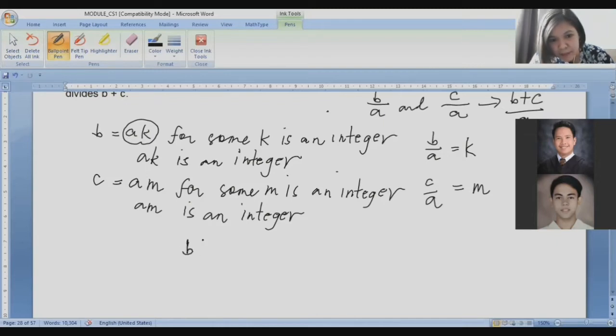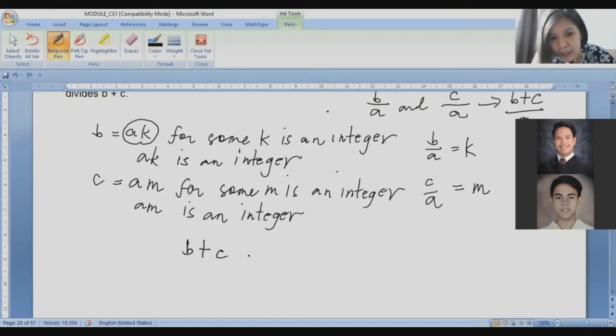magsasolve na tayo. So, B plus C. Yan ang kailangan nating ipakita, no? Kung saan, pag dinivide mo siya sa A, may katumbas siya na integers. Ayan. B plus C divided by A, may katumbas siya na integers. Ano kaya yon? So, para magawa yon, isasolve natin itong B plus C.